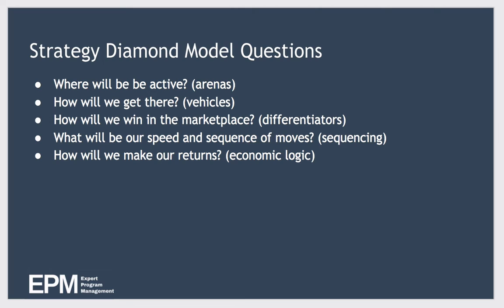So the strategy diamond model consists of answering 5 questions. By walking through the 5 questions of the strategy diamond, we create a better strategy. When we answer all 5 of the questions, we'll be able to see if our strategy forms an integrated whole. And from this, we'll be able to see where our strategy requires further work or where it needs to be redone. So let's look at each question in turn.